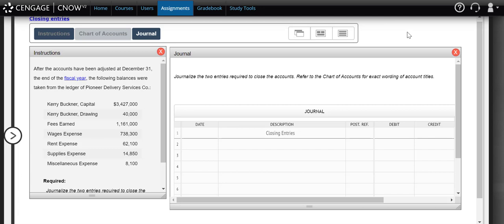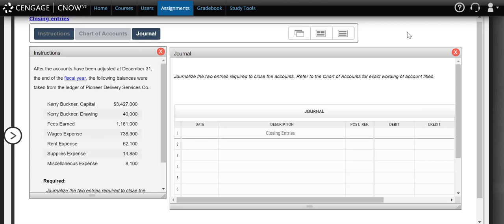In this example, we're going to look at preparing the closing entries for a company that had a net income at the end of the year. So for closing entries, we only do them one time a year. We do them at the company's fiscal year end. We only close temporary accounts, and the temporary accounts are our revenues, our expenses, and our drawing.